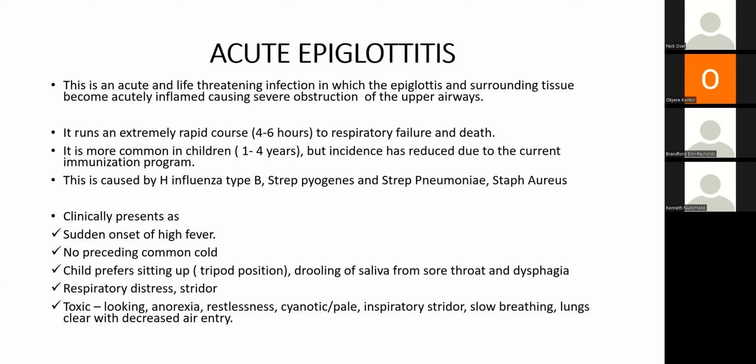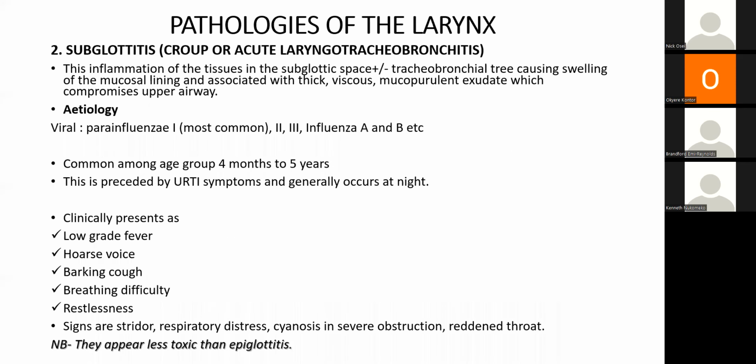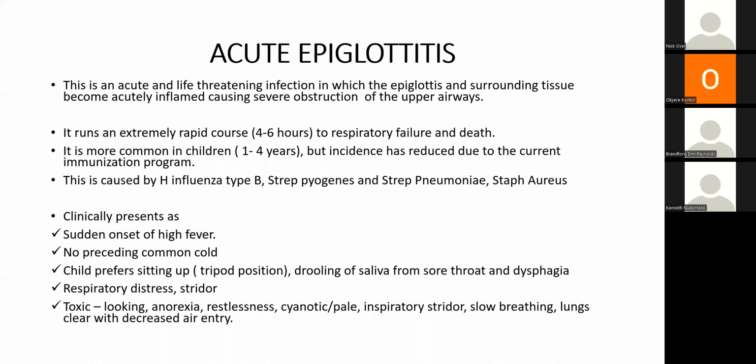It runs an extremely rapid course, usually 4 to 6 hours, and can lead to immediate respiratory failure and even death. Whilst croup is common from 4 months to 5 years, epiglottitis is common among children between 1 and 4 years, but the incidence has reduced due to the immunization program. Remember, we immunize against influenza as well as pneumonia; we now do rotavirus, pneumococcus, influenza, and so on.